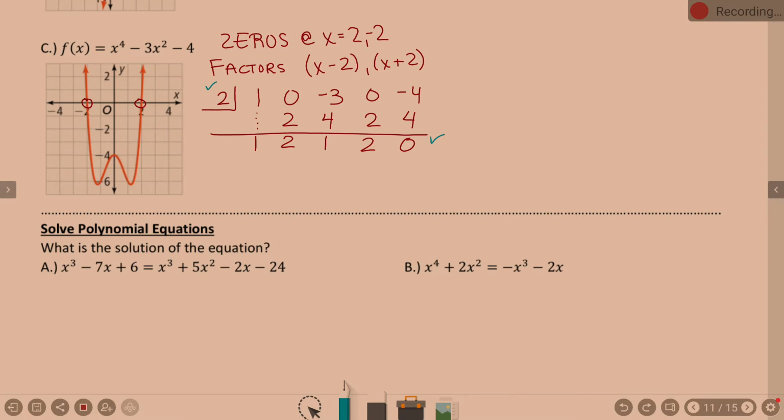Now, we have another value to check. We could do this a couple different ways, but my recommendation with the -2, rather than go back into your original set of numbers, we're going to factor this down and now use our new set of numbers instead.